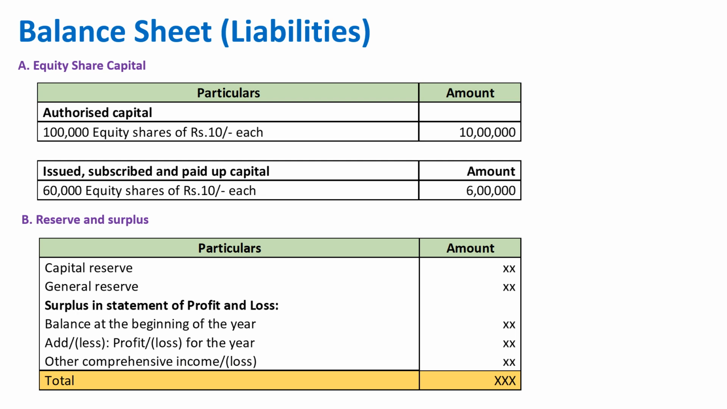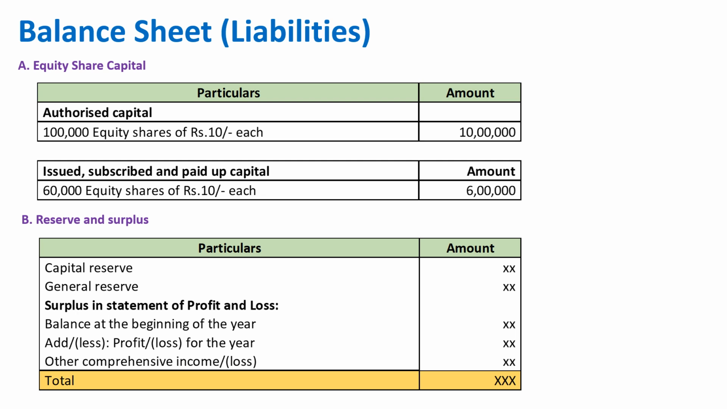Below that, you have to show, out of authorized capital, how much has been issued, subscribed and paid-up capital. For example, here out of 1 lakh equity shares, the company has only issued 60,000 equity shares. So that has to be reported here: 60,000 equity shares at the rate of 10 each is 6 lakh rupees.